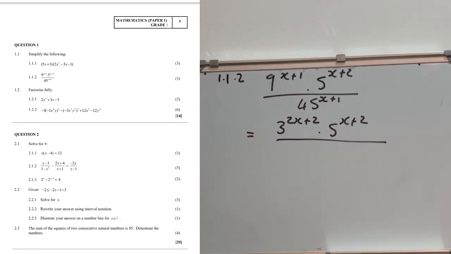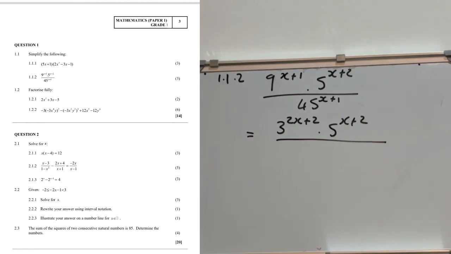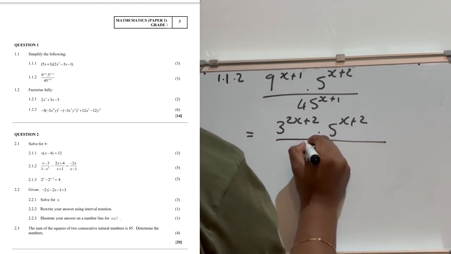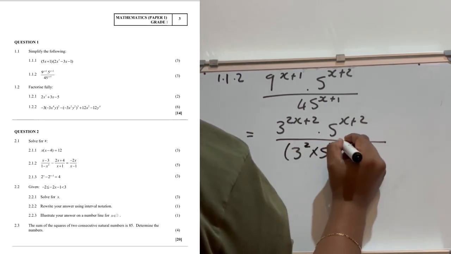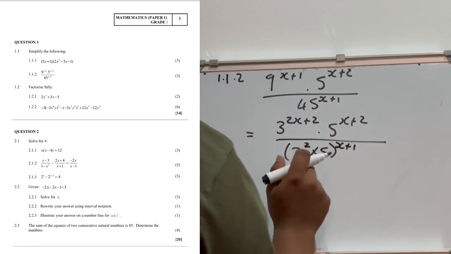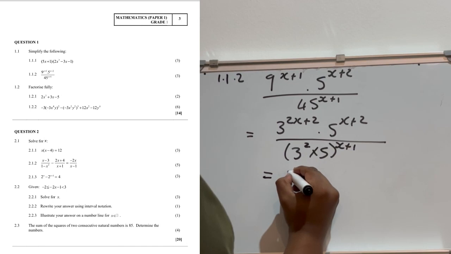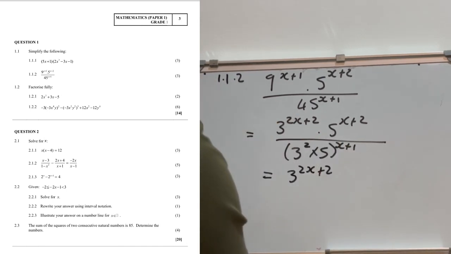45. Prime numbers is, what is 45 in prime numbers? 3 to the power 2 times 5. I just need to times that out so we can see that better. So that is 3 to the power 2x plus 2.